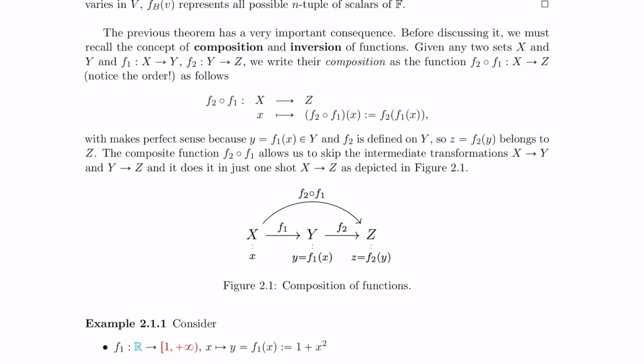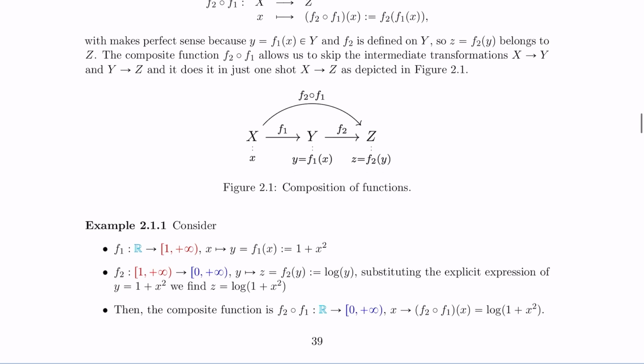Imagine that you have three sets, X, Y, and Z, and imagine that you have two functions, f1 connecting X and Y, and f2 connecting Y and Z. Then you can pass directly from X to Z by operating the composition between f1 and f2. You build this composition by transforming X to the element y given by f1 of x, and then operating f2 on this element y. In one shot, as you can see here, you apply f2 to f1 of x.